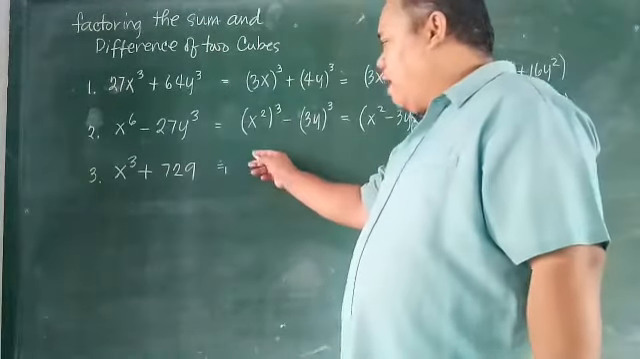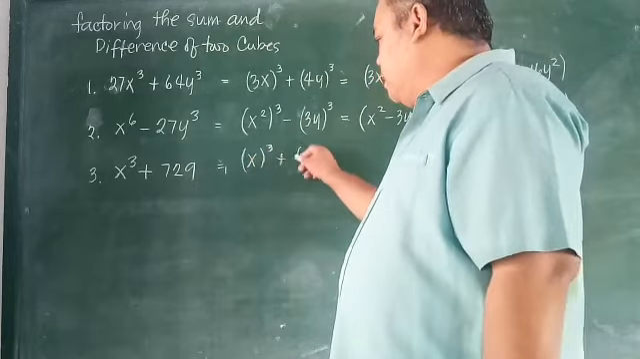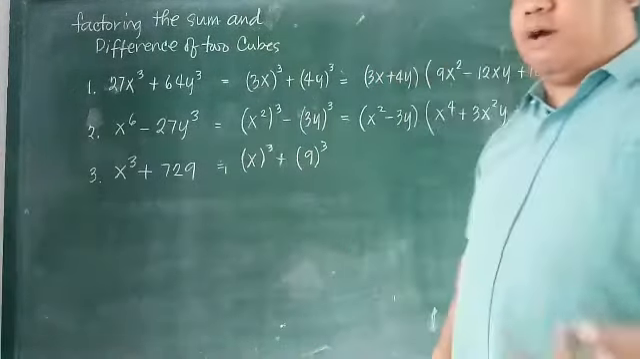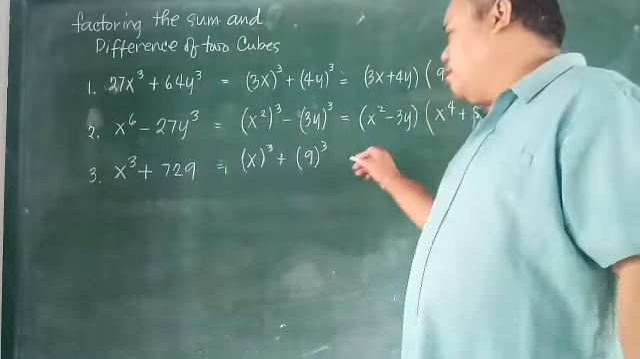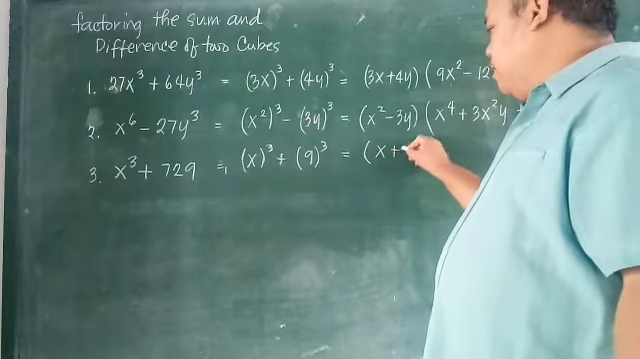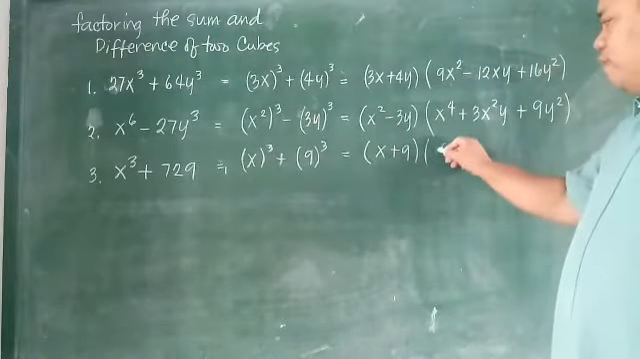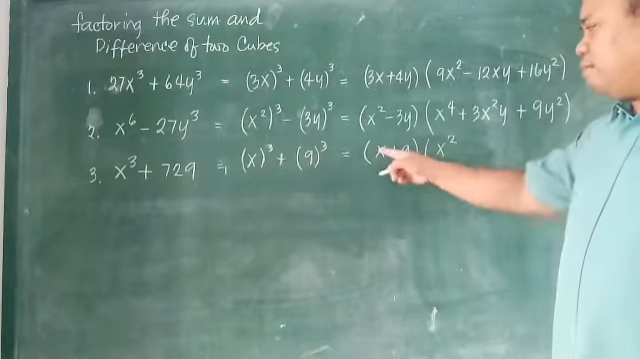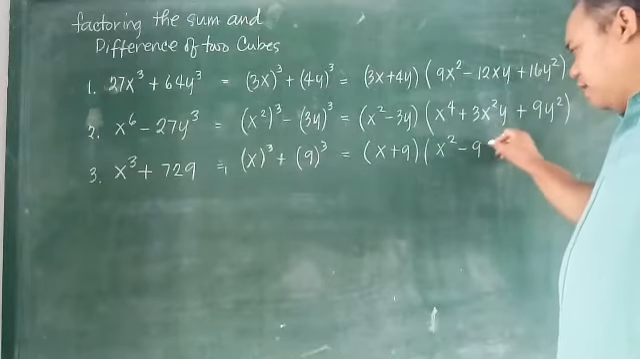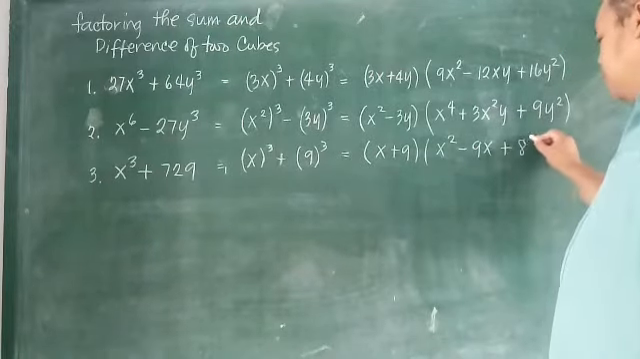What about this one? So x cubed plus this is 9 cubed. 9 times 9 is 81, times 9 is 729. So this is x plus 9. Okay, then the square of the first term, x squared. Then 9 times x, that is 9x, but this time it will be negative here. So minus 9x. Then the square of the last term, that is 81.